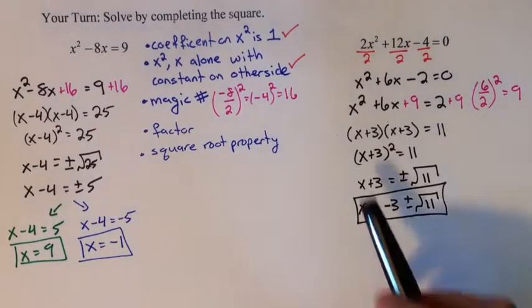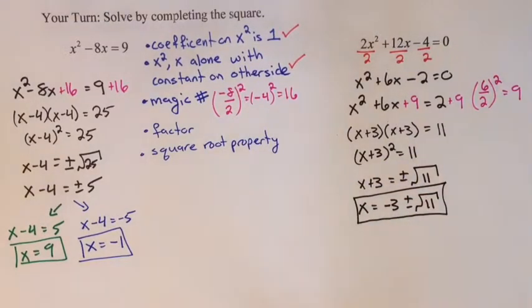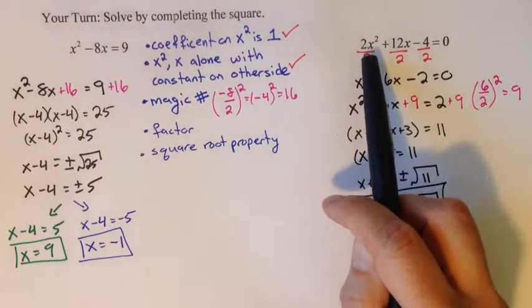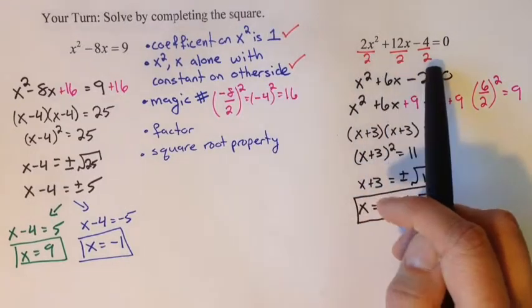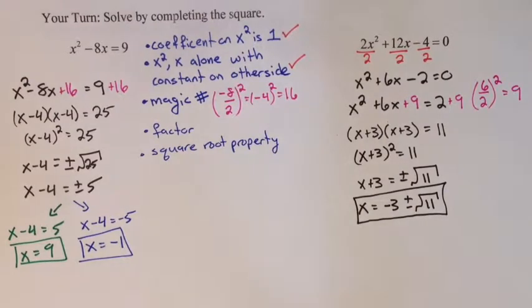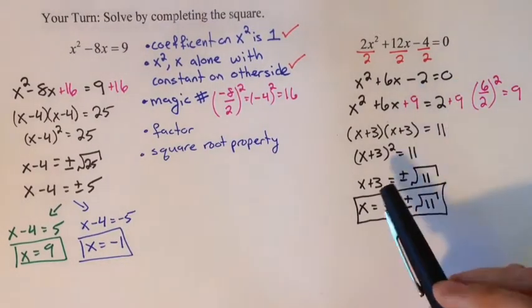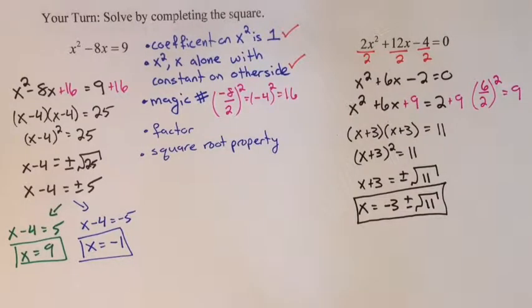In my second example, I have 2x squared plus 12x minus 4 equals 0. And this time, my first two steps aren't taken care of for me. First, I need to get the coefficient of x squared to be a 1. In this case, that means I need to divide everything by 2, so that I get x squared plus 6x minus 2 equals 0. Now I want to get the constant on one side and the x squared and the 6x on the other side. So I add the 2 to both sides. Now I have x squared plus 6x equals 2. Step 3, find the magic number and add it to both sides.